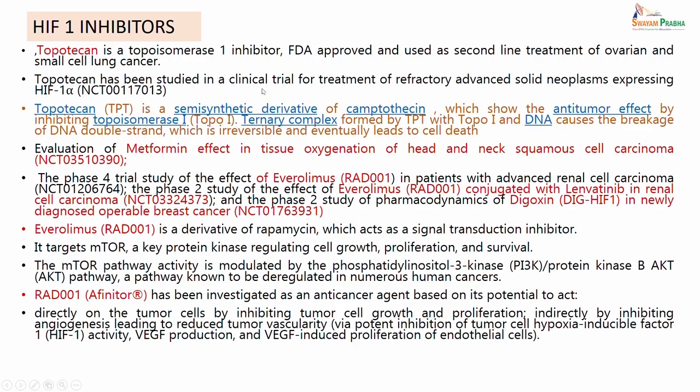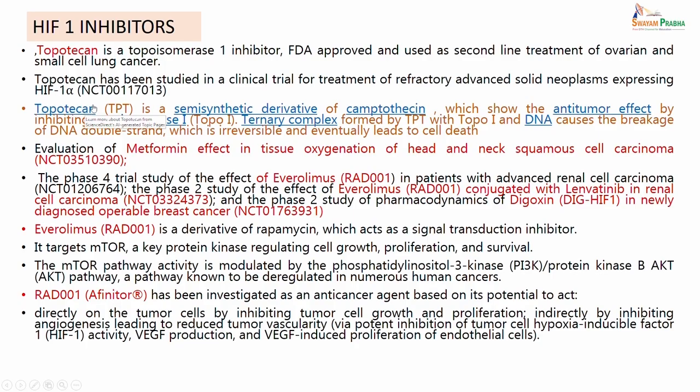Topotecan has been studied in a clinical trial for treatment of refractory advanced solid neoplasms expressing HIF1 alpha. So, in tumors which overexpress HIF1 alpha, topotecan has been found to be useful. So, this is a clinical trial. One can go through this clinical trial website and identify and understand this trial.